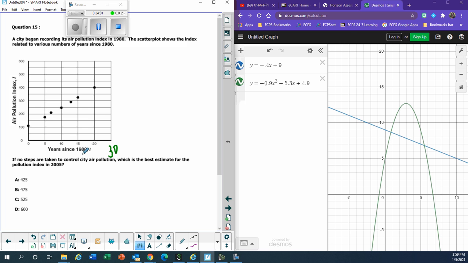Years since 1980. 5, 10. Okay, so this is 1990. This is 2000. The rate at 2000 is 400. So 2025 is what I'm looking for. So let's say 2020 will be right here.